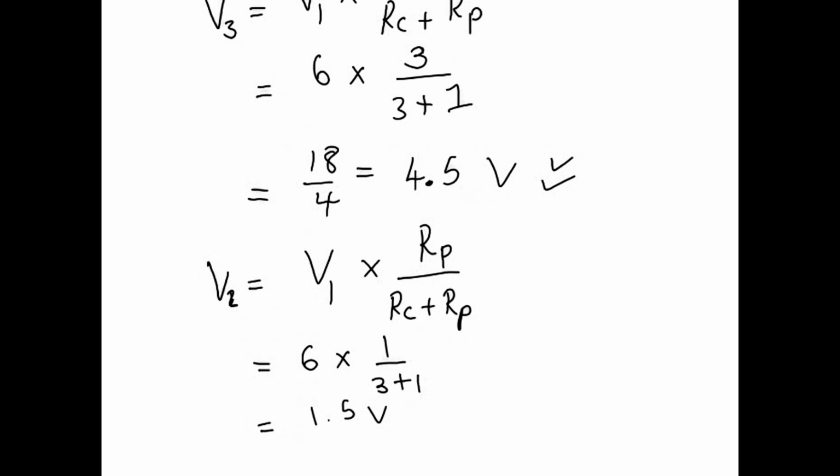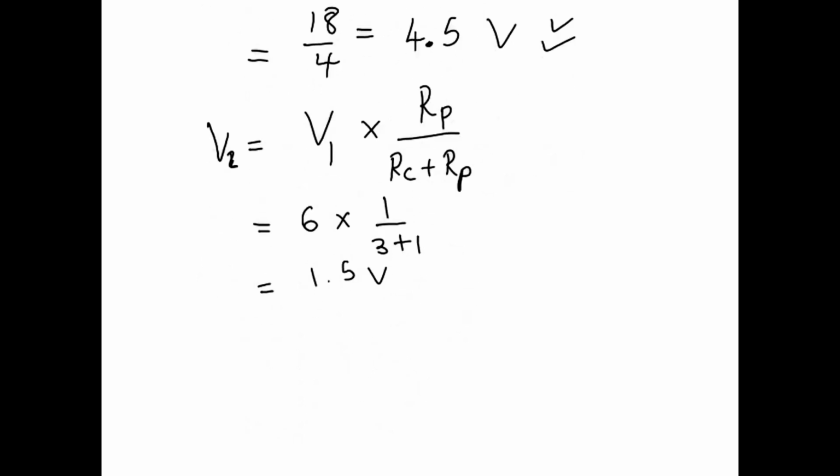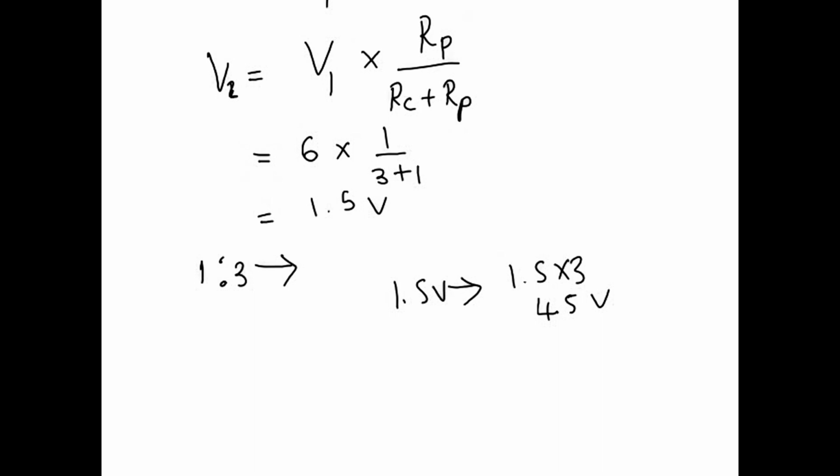Now if we remember, I spoke about that 1:3 ratio. So if the potential difference on V2 is 1.5, it means that the potential difference on V3 is going to be 1.5 times 3, which equals 4.5 volts. So that is how you can go about determining that potential difference. There's another way, of course, of doing this. That's the nice thing about physics. There are always different ways in which to solve problems.